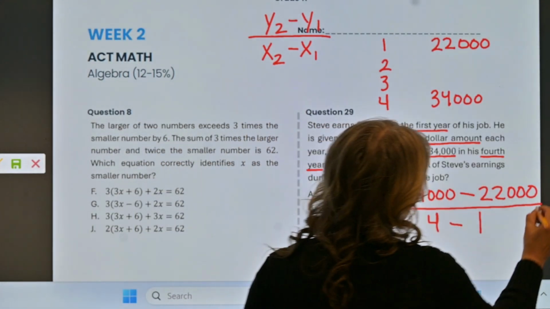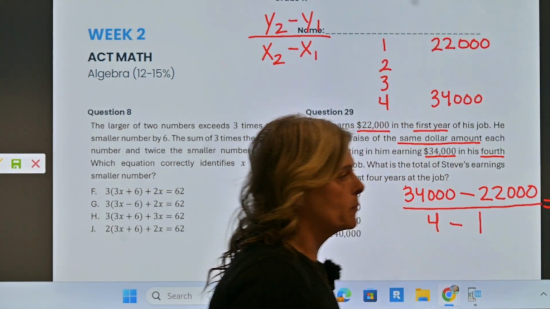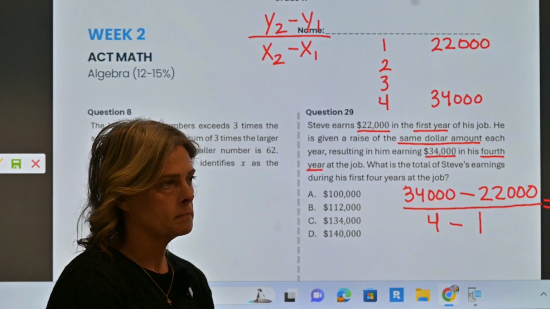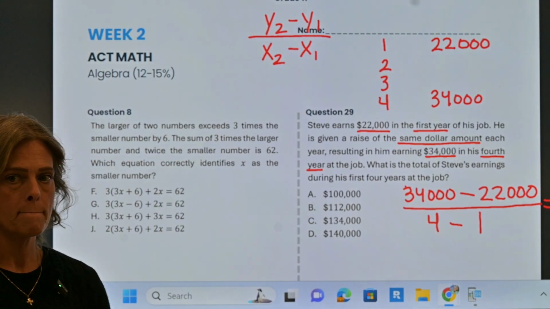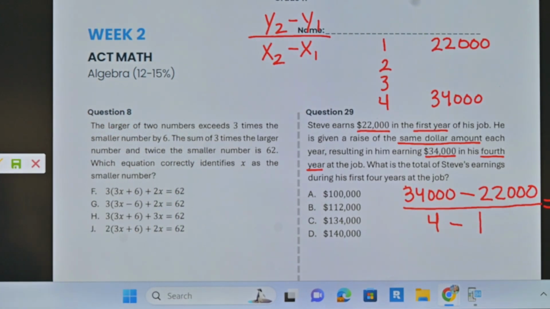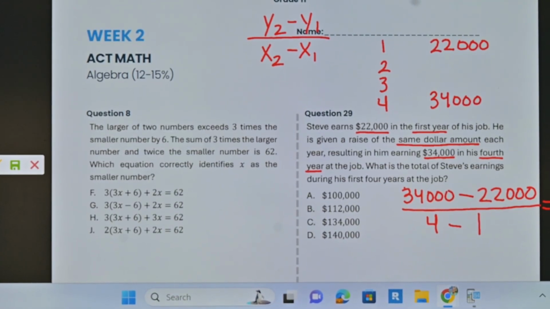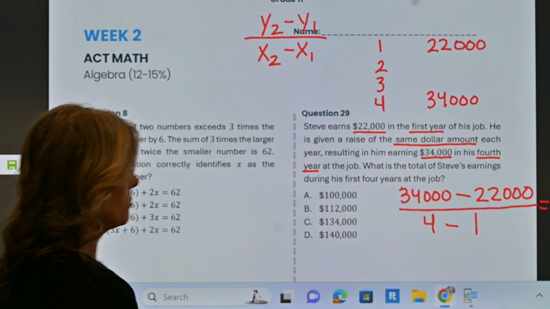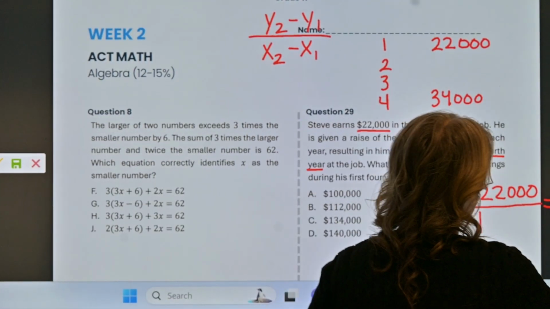Once you get your number, tell me what you get. 17 over 11. Does that look like what? Yeah, fix that, okay? 4,000. 4,000, okay? So 4,000.